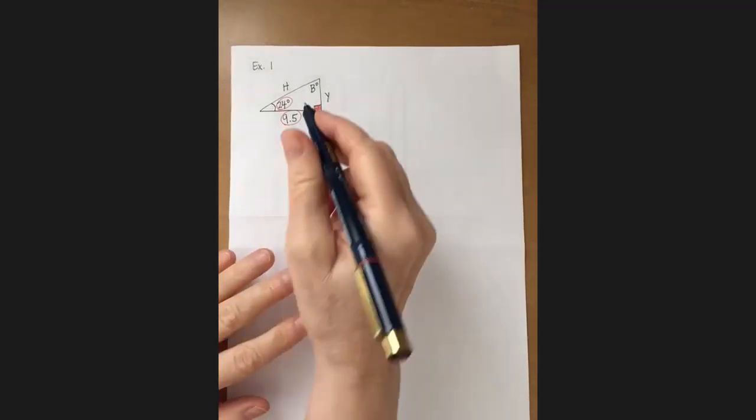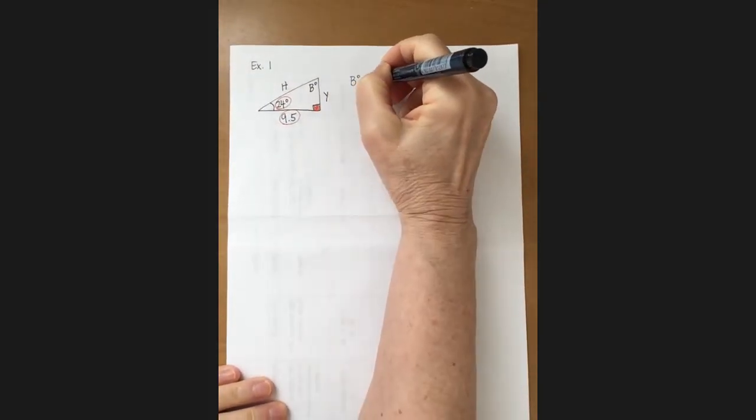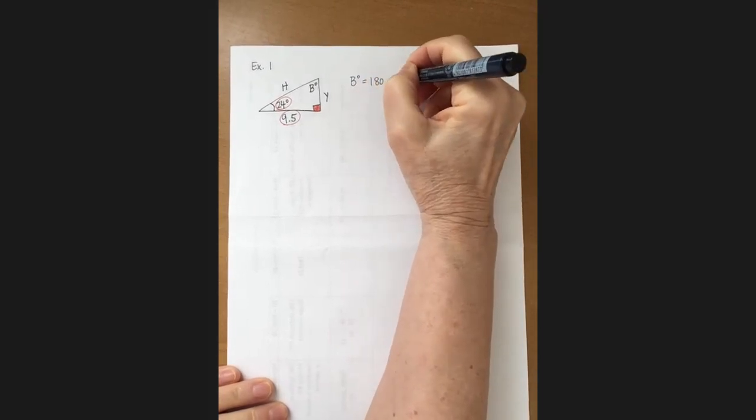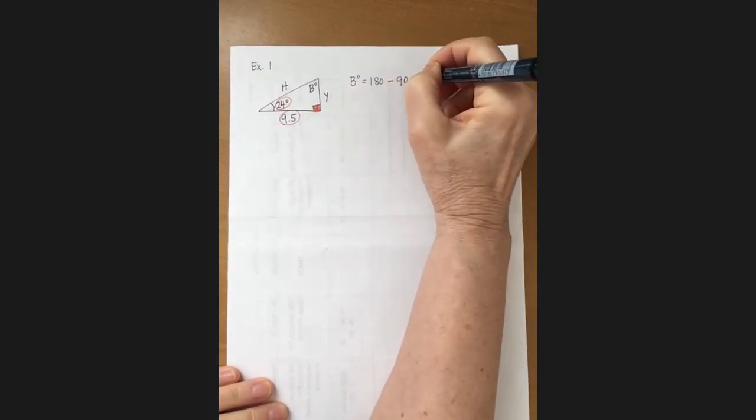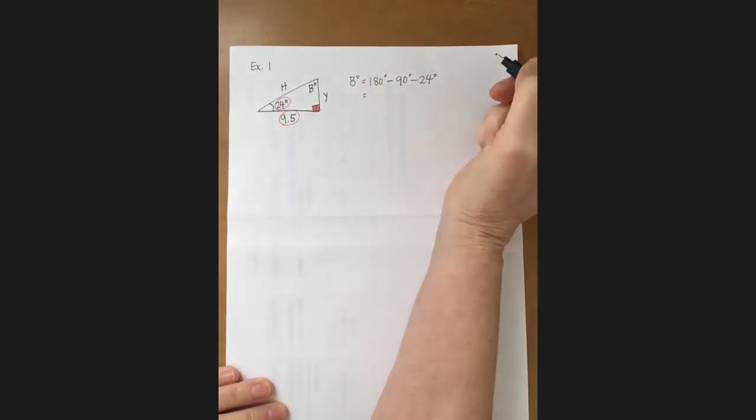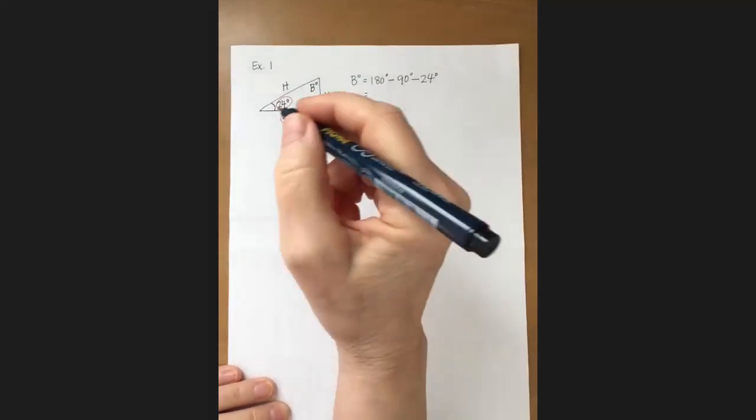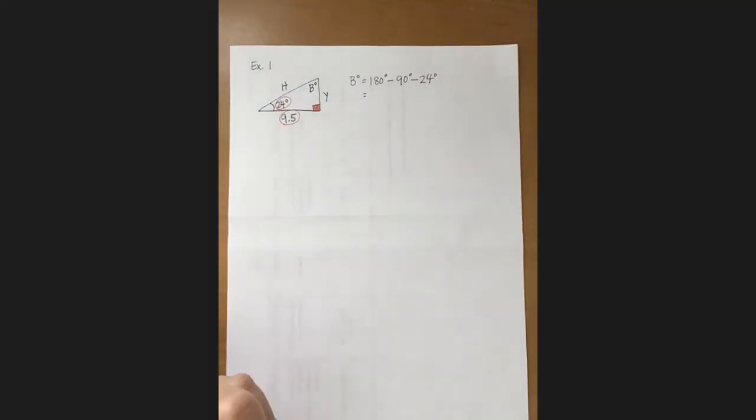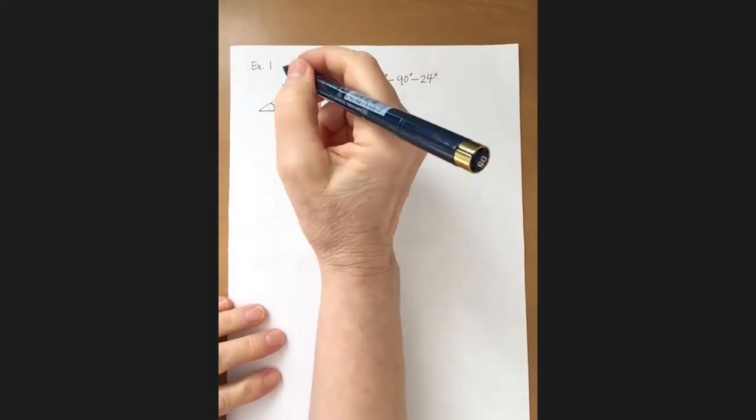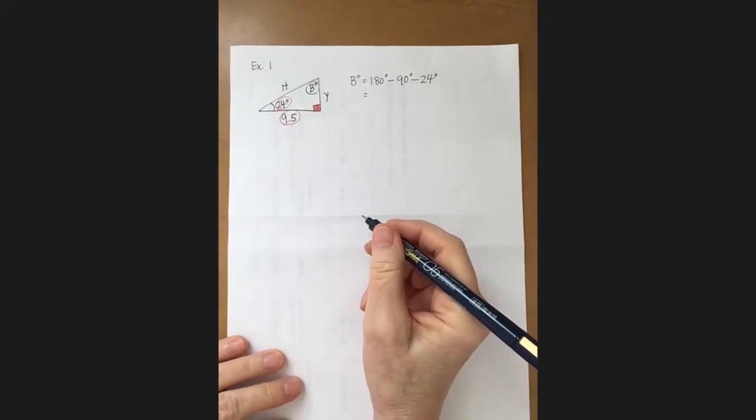And so finding the value of B is a zip thing, because the value of B is going to be 180 minus 90 minus 24 degrees. And I didn't even write that down because you can all do the math on that one. So we found B. Now we need to find H and Y.